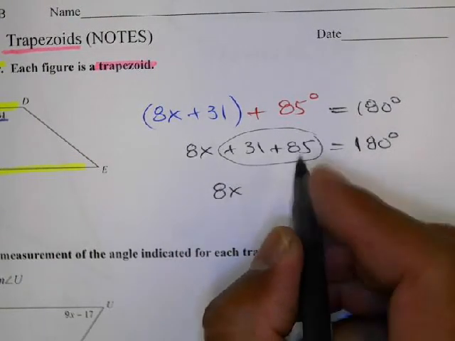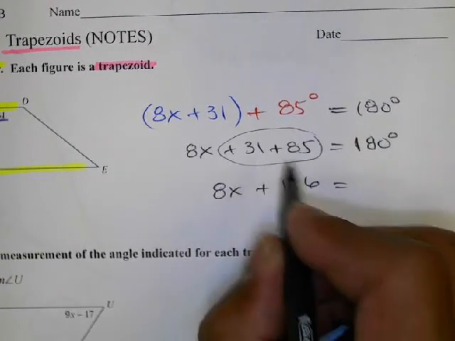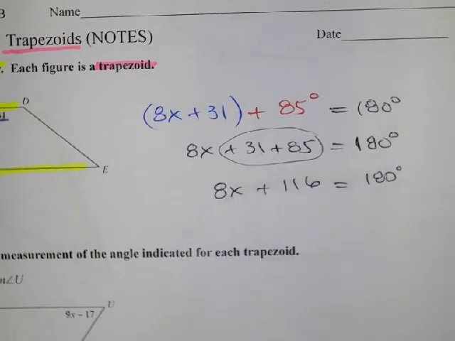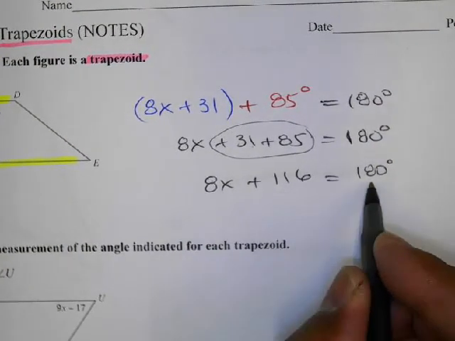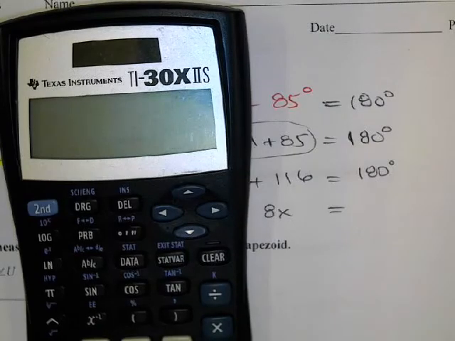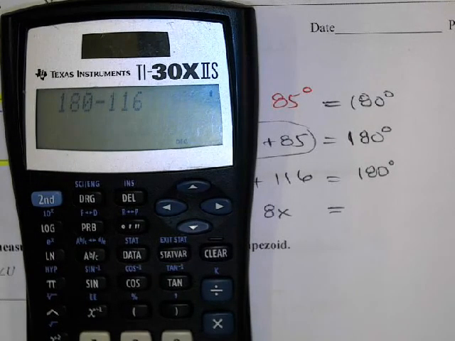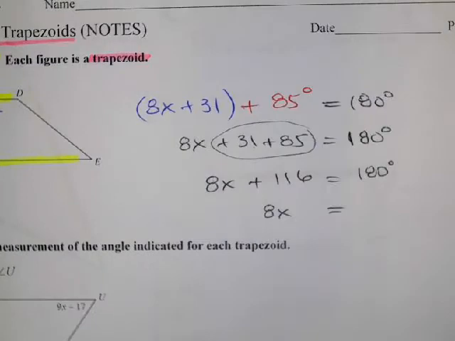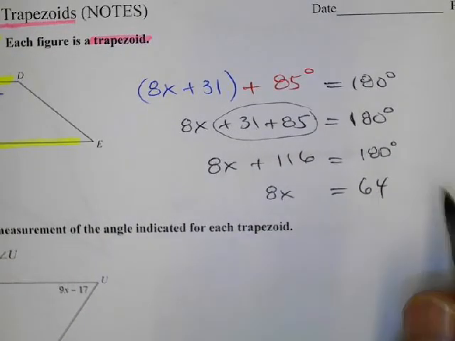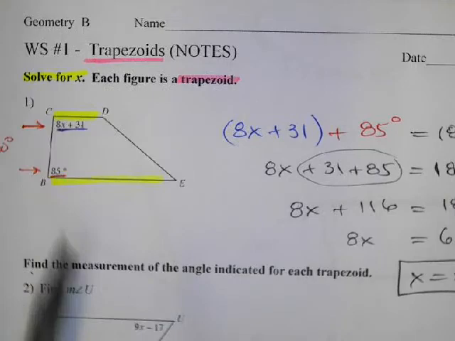While you add that, that's going to be 8x plus 116, I think it is equal, right? You add up these two, 31 plus 85, I think it's 116, yep, equals 180. Then you're going to subtract 116 and subtract 116. You're going to get 8x equals, what's 180? Take away 116. 64. And then dividing by 8 and dividing by 8, you're going to get x equals 8.